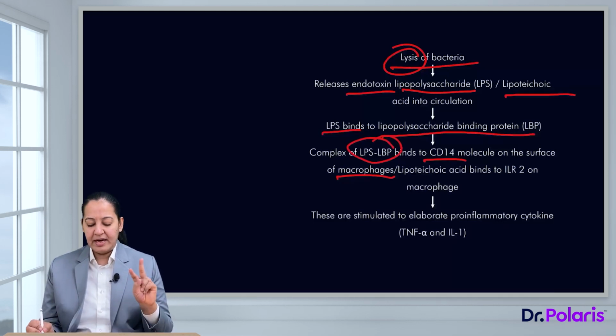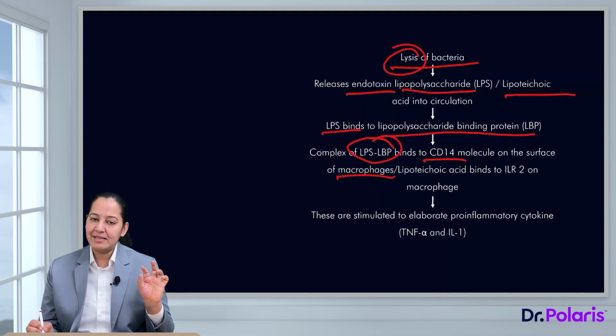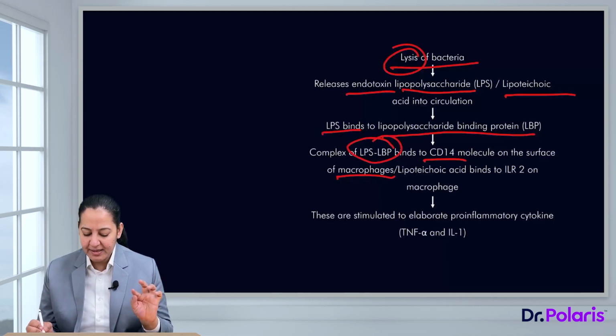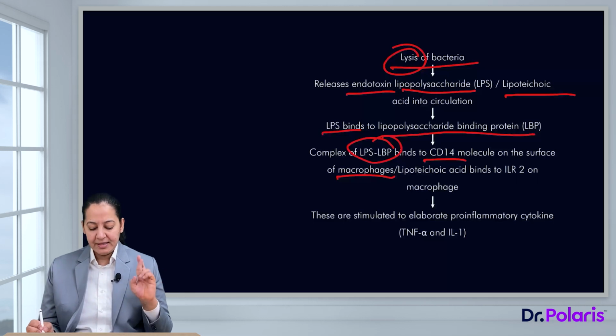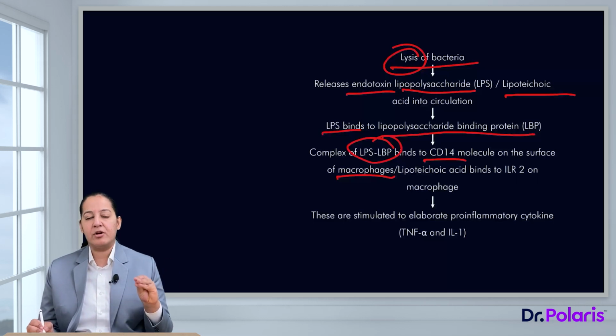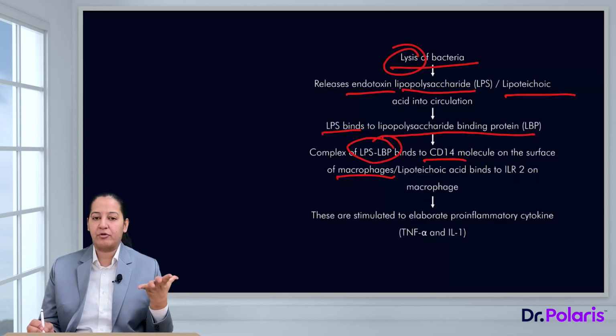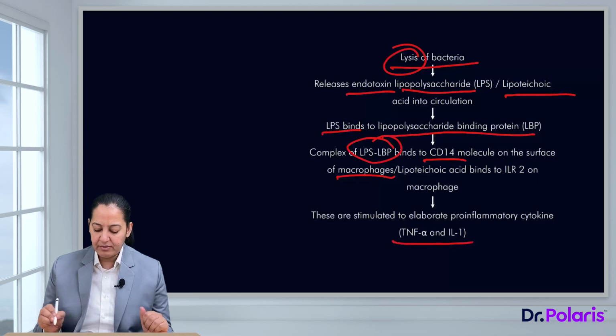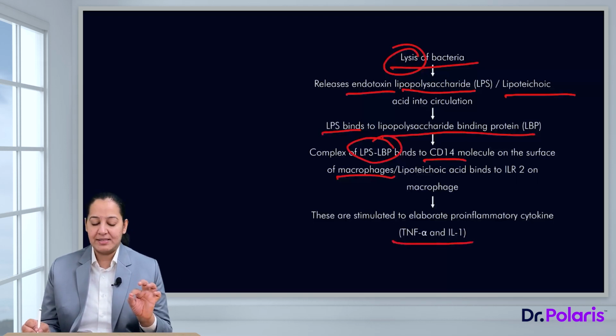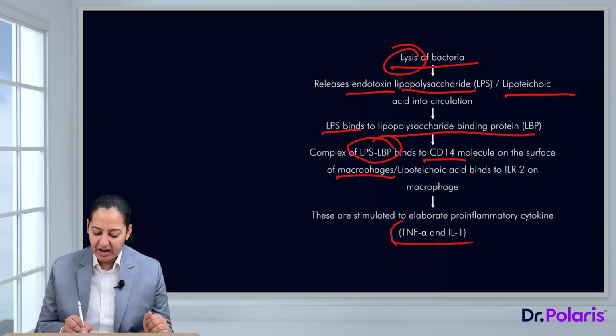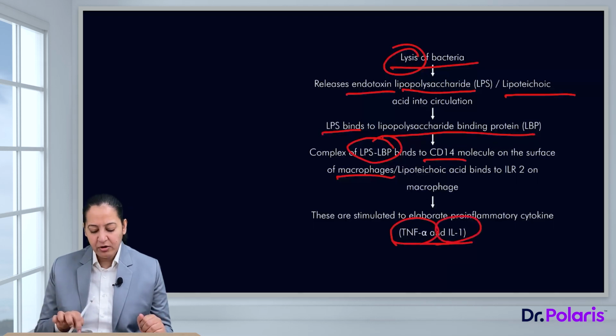The couple, that is LPS, LBP. LPS is lipopolysaccharide, LBP is lipopolysaccharide binding protein. This couple will go to CD14 receptor on the surface of the macrophage and stimulate the macrophage. Macrophage will secrete certain cytokines. The name of the cytokines is TNF alpha and IL-1, and they will cause various effects.